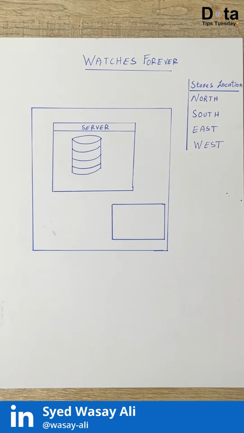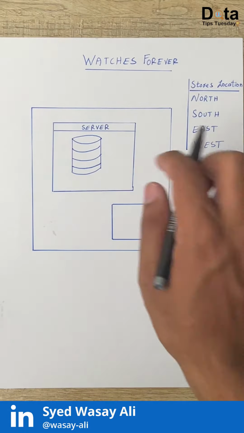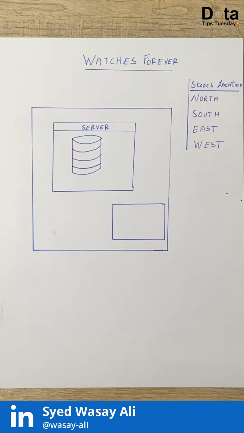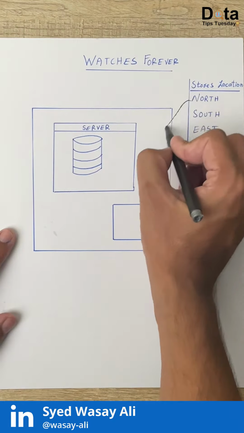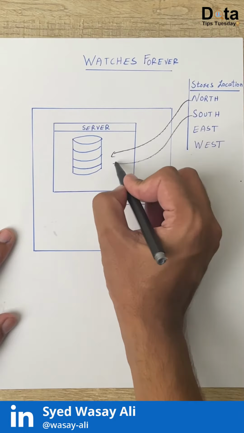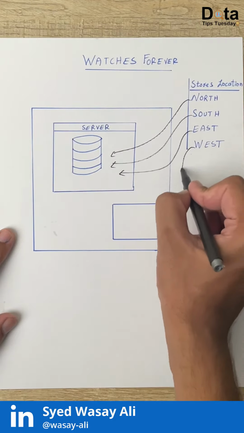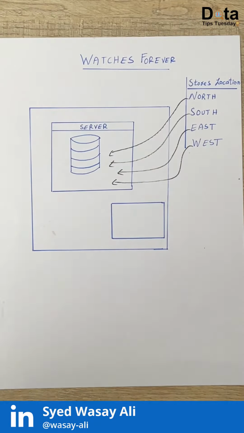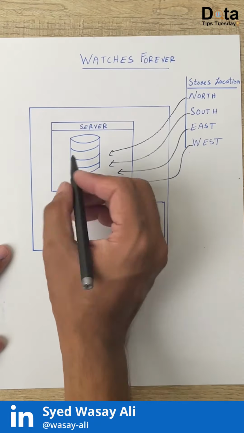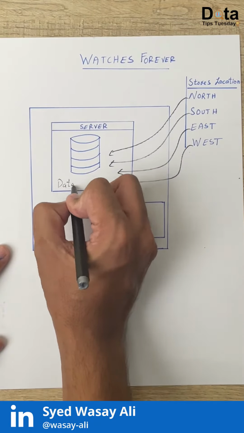In order to explain these terms, let's take a real world example. Let's assume that you're working for a company called Watches Forever and they sell their watches in all the four regions of a particular country. Now the sales records of all of these stores from all the four different regions are stored in a central server, as you can see right here. So basically where all of your central data is stored is called your data source. So the data source is in this case your server right here.